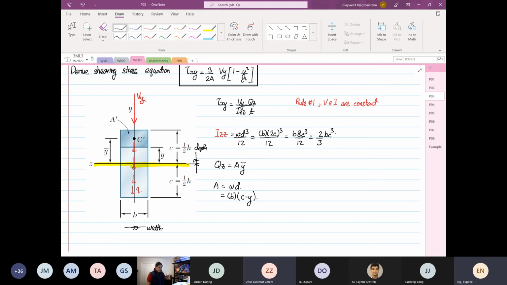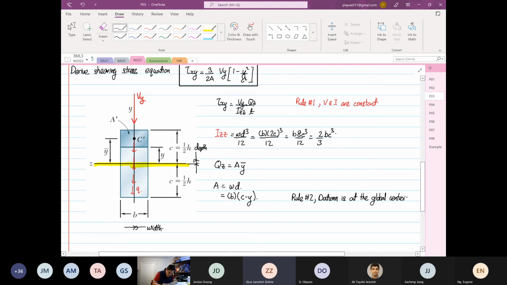Now with this, we're going to have rule number two. Rule number two is the datum is at the global centroid. Why do I say that? By looking at this equation. Everything that we measure down here, how did we measure y? Y is measured from the z-axis. So this is our datum.